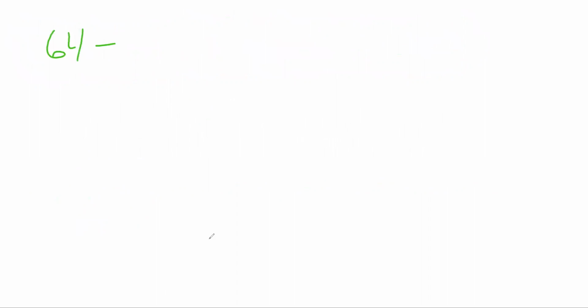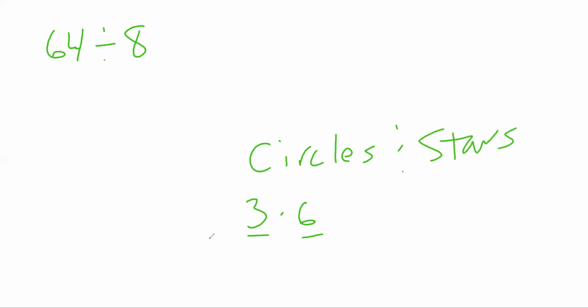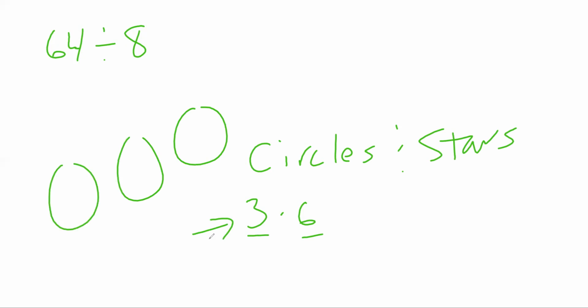So we have 64 divided by 8. Now, one of the things we've done before with early multiplication skills, let's say 3 times 6, was this idea of circles and stars. I got 3 circles, and in each circle, there's 6 stars. And if I count all my stars, I'm going to get my answer. That was a technique we used. It's a great technique. Well, that's 18.